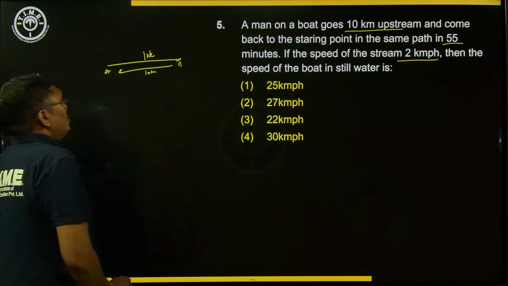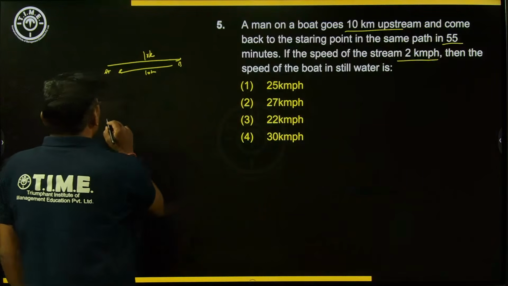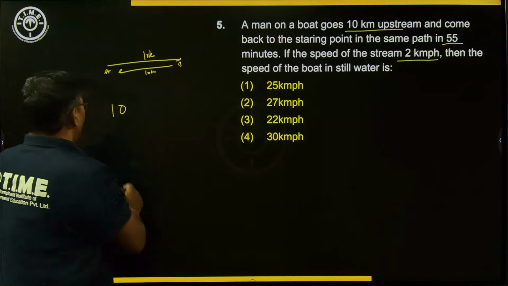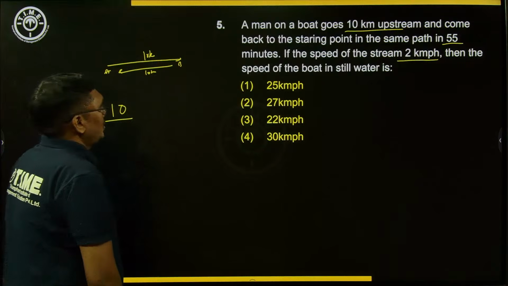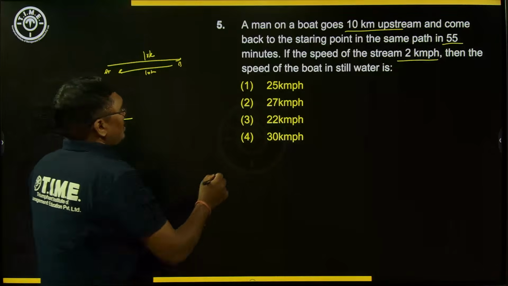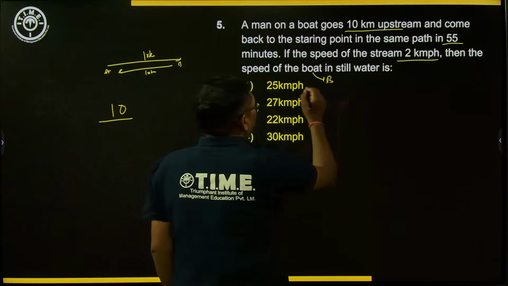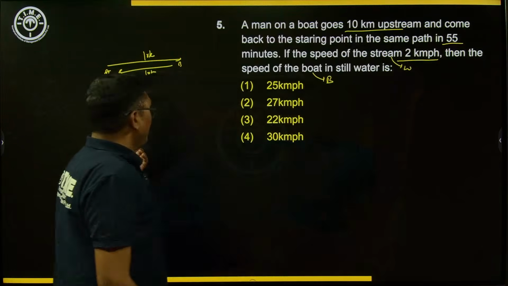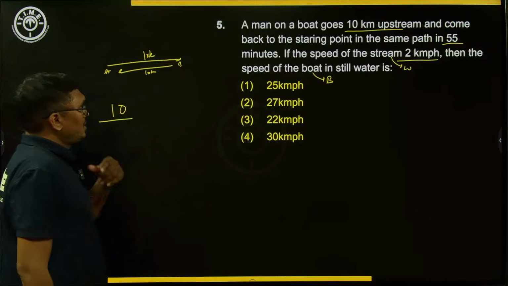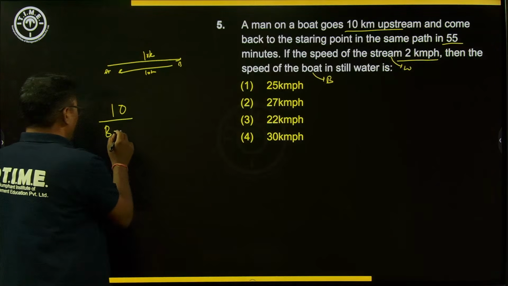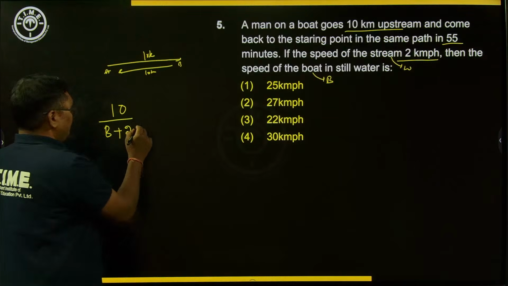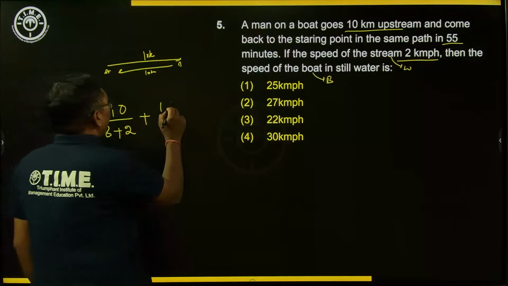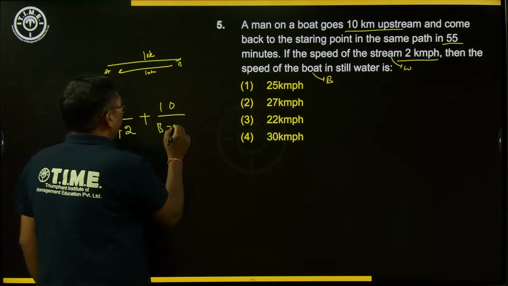Okay, so when he goes upstream and downstream, what is the distance? Let us say the distance is 10 kilometers, given. First consider downstream. Let us say the speed of the boat in still water is b, and the speed of the stream is w. When going downstream it is b plus w. You have to find b, and w is given as 2 kmph. So downstream time plus upstream time is 10 by (b plus 2) plus 10 by (b minus 2).